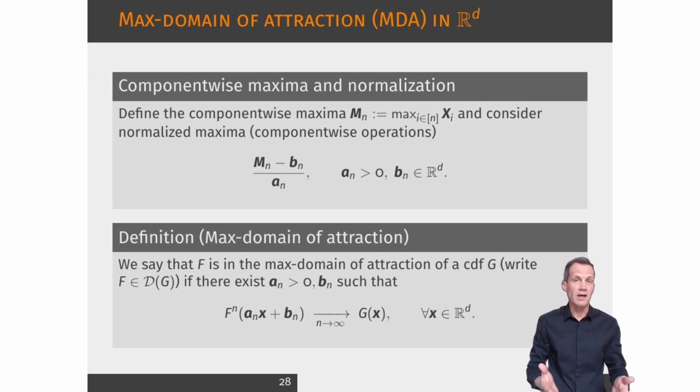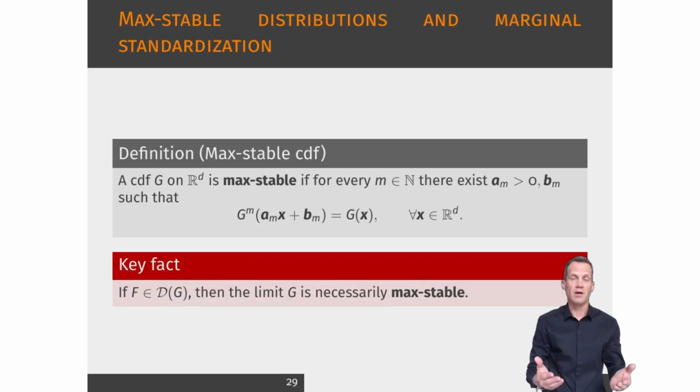The important point is that the limit is not just a collection of marginal extreme value distributions. It also contains the limiting dependence structure between the extreme components. Here we define multivariate max stability. A distribution is max stable if the maximum of several independent copies has the same distributional form after suitable affine changes of scale and location.